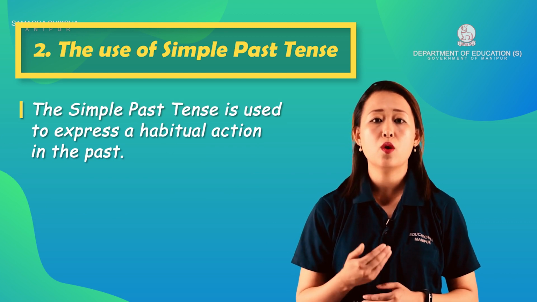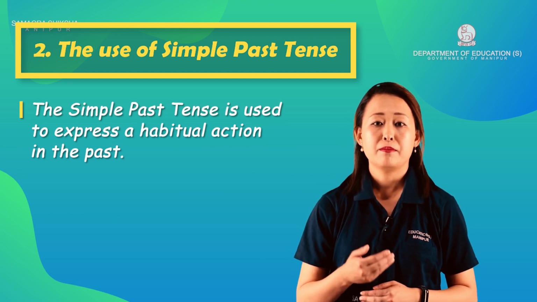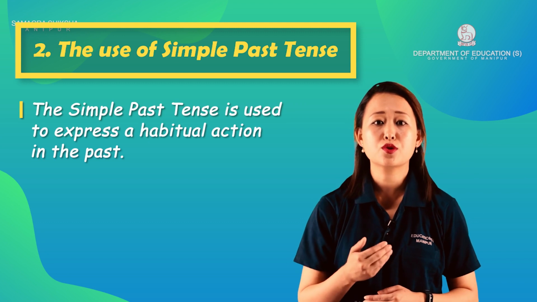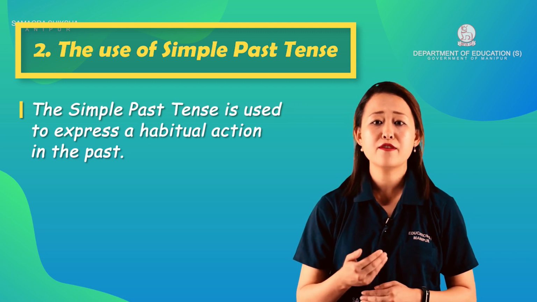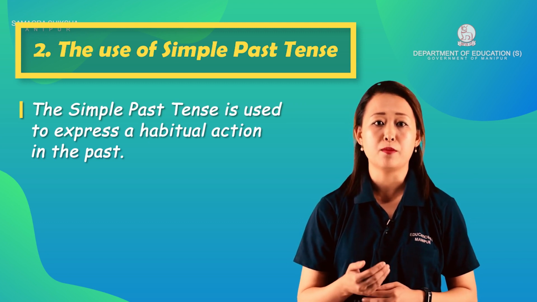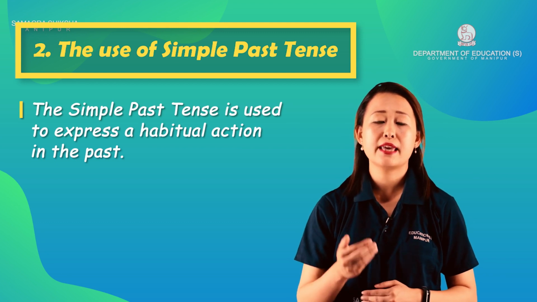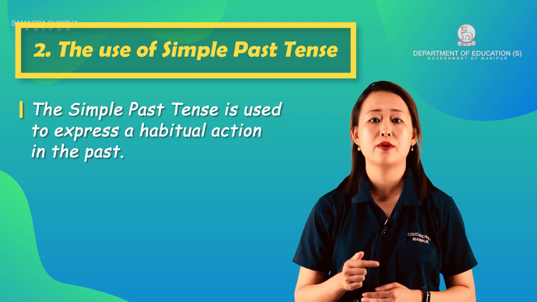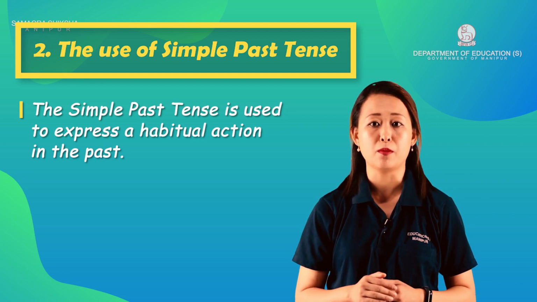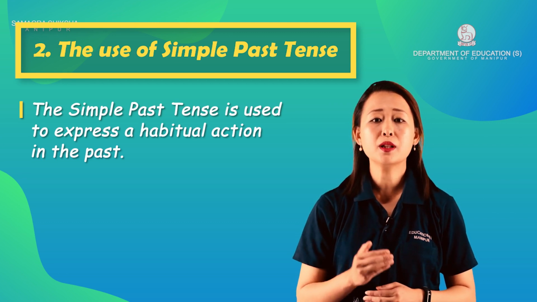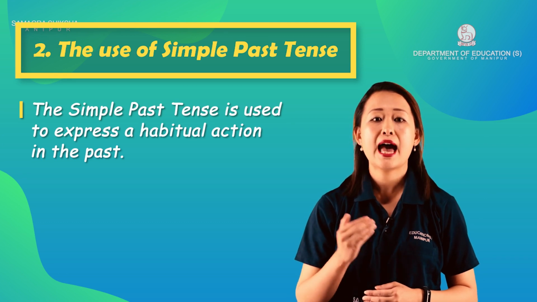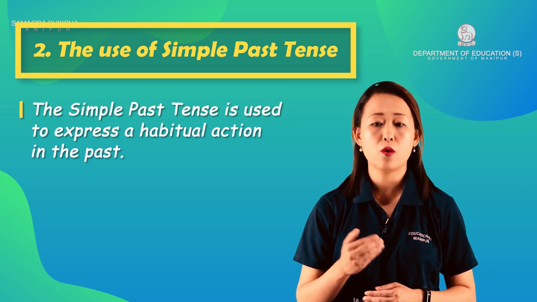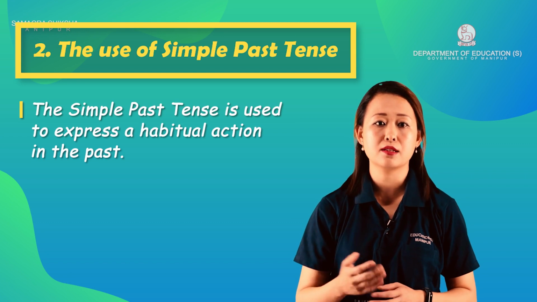He went for a walk every morning, which means he used to go for a walk every morning but not now anymore. The man always carried an umbrella, meaning the man always used to carry an umbrella but not now anymore. And so, the simple past tense expresses a habitual action or a habit of the past.